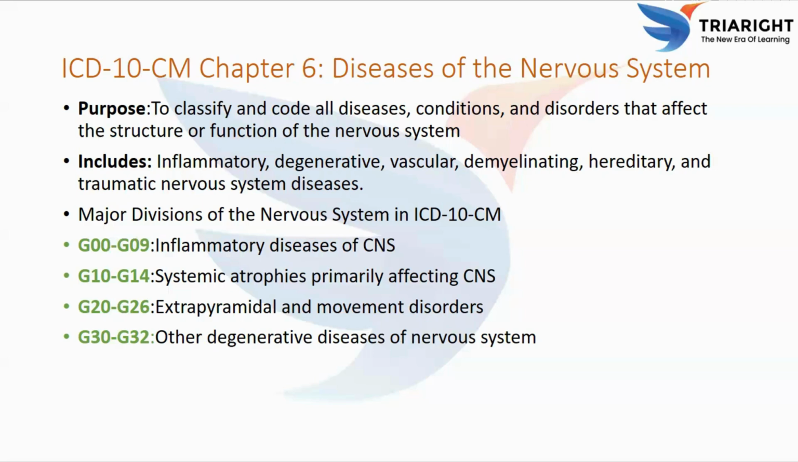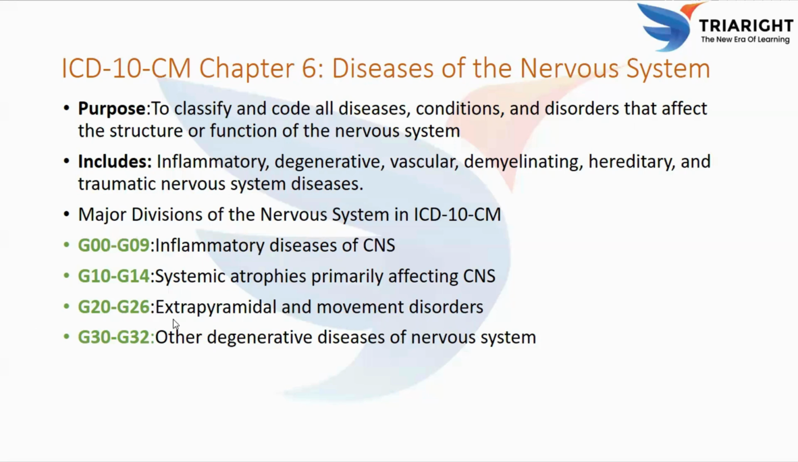This part of the chapter gives a structured breakdown of the first few code groups. For example, G00 to G09 are inflammatory diseases of the CNS. These codes include conditions where the brain or spinal cord are inflamed, for example, meningitis. Next, G10 to G14 are systemic atrophies primarily affecting the central nervous system. These are degenerative or hereditary conditions that cause progressive loss of brain and spinal cord tissue. For example, Huntington's disease, you have to code G10.